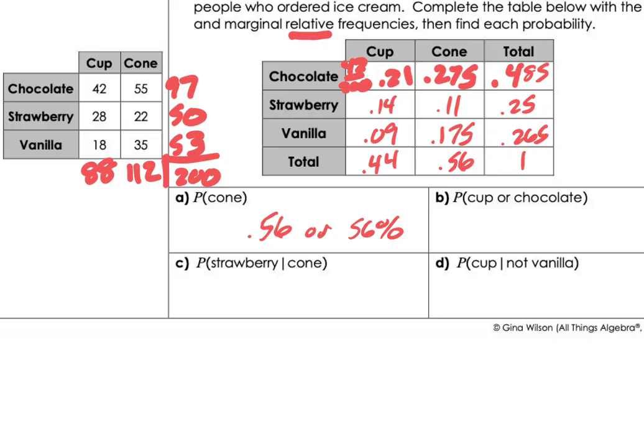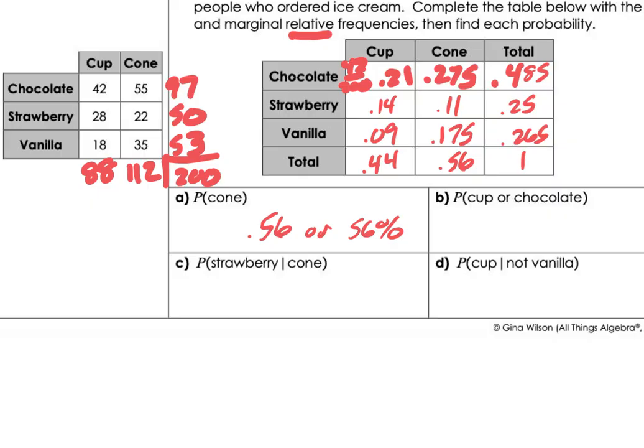Okay, cup or chocolate. Cup would be these right here. Or chocolate means we need to add up this right here. So we're going to add up all of the cups plus the additional chocolate number that we have right here. We can't just add up this and this, because that means we would be counting this number twice. We don't want to count this number twice. If you get a number that's bigger than 1, that's telling you something's wrong. Look at your answer when you're done and ask whether it makes sense.